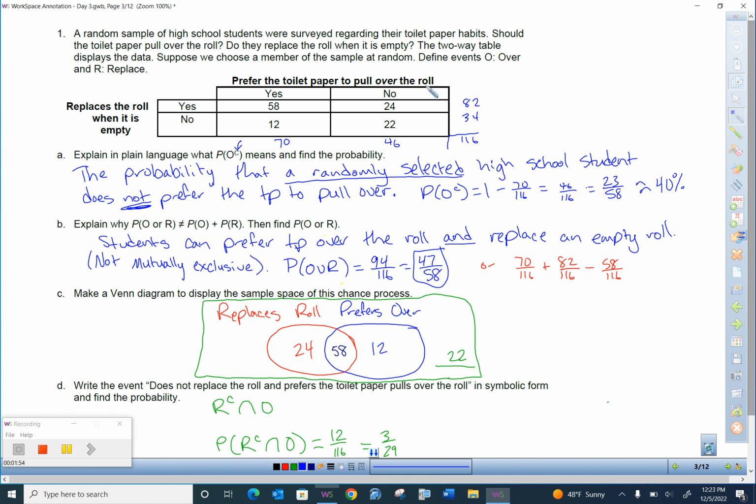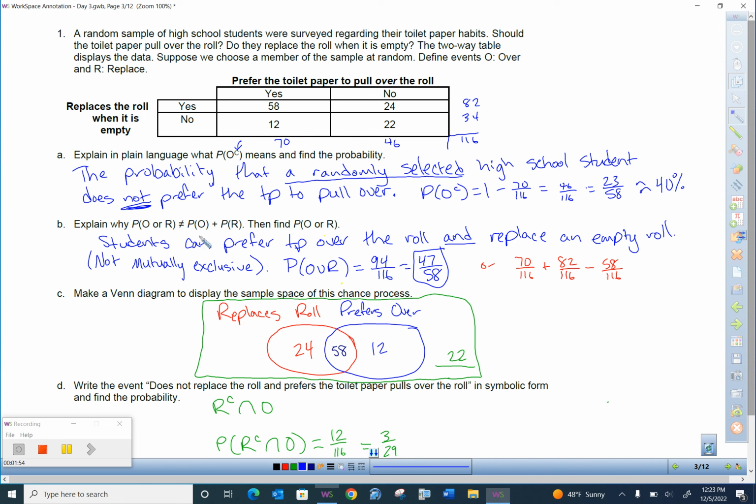Okay, because y'all, they either prefer it or they don't. So it's 100% or 0%. Those are the only options. What I'm saying is, if I mix up everybody here and then randomly select one person, there is a 40% chance that that one person does not prefer to pull the toilet paper over the roll. Okay, so this randomly selected is super important for the true understanding of what this probability is measuring.